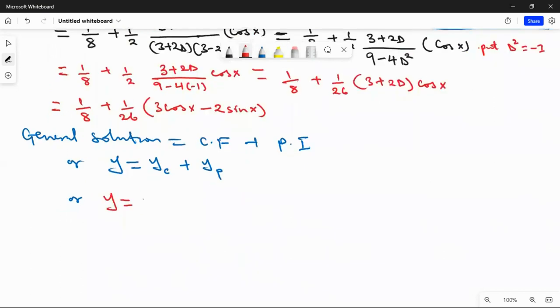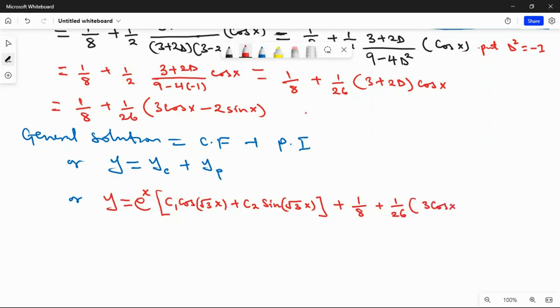I write here e^x [c1 cos(√3 x) + c2 sin(√3 x)] plus now the particular integral. We have found 1/8 plus 1/26 times (3 cos x minus 2 sin x).